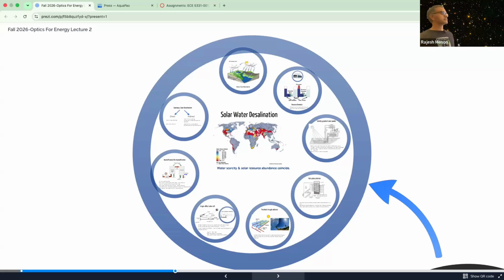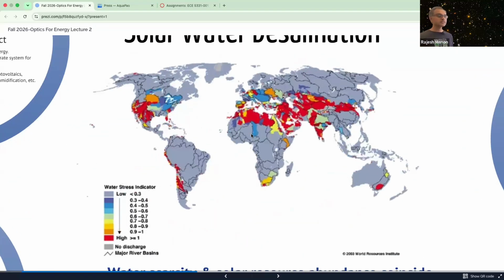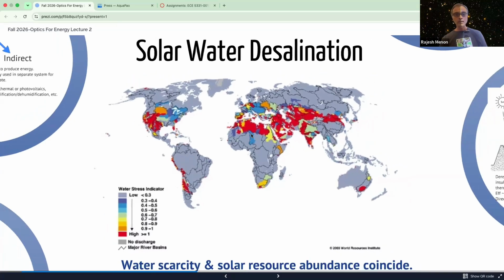One very interesting thing, which you guys saw before, is this plot. This is an interesting graph, which essentially shows the water stress indicator, so where the populations are stressed for water. And this overlaps almost in a highly correlated fashion with the amount of sunlight you receive. Right? You don't have problems of water up in the Scandinavian countries, but you do in the lower latitudes, right? So, can we take advantage of this resource of sunlight in order to do that? That's basically the motivation.